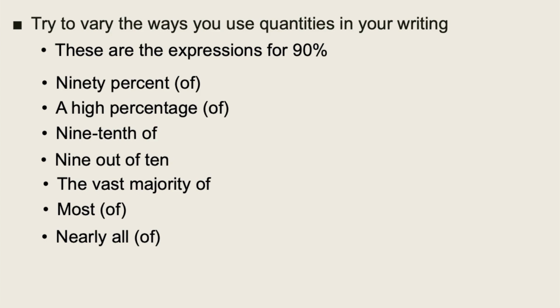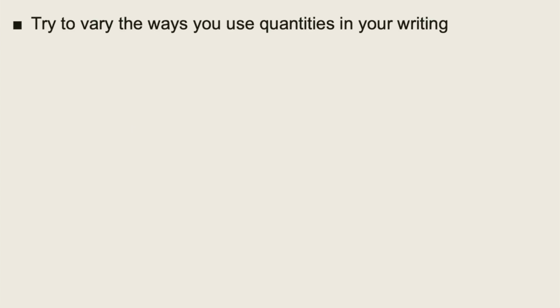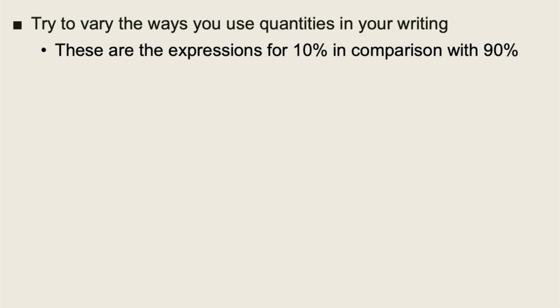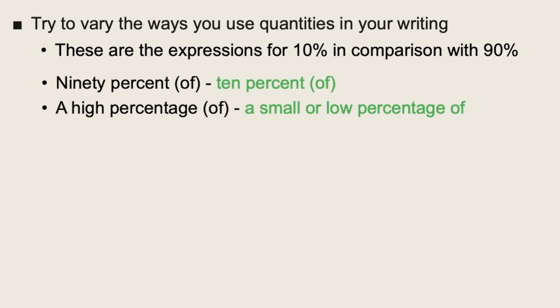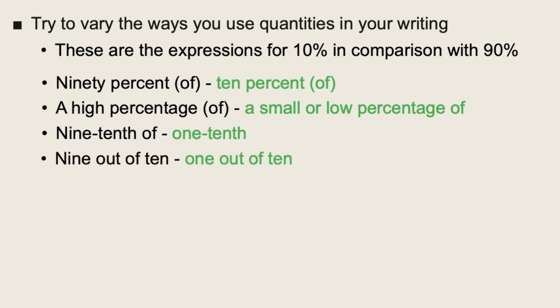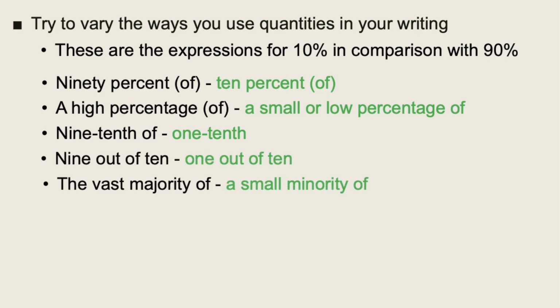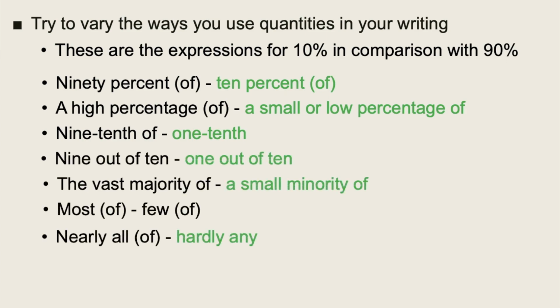Now, like I mentioned that I have a task for you. So like I wrote for 90%, you have to write for 10%. You can pause your screen, you can write it down, and then you can play and check. So to write for 10%, you can write as 10% of, a small or low percentage of, 1/10, 1 out of 10, a small minority, few of, hardly any.